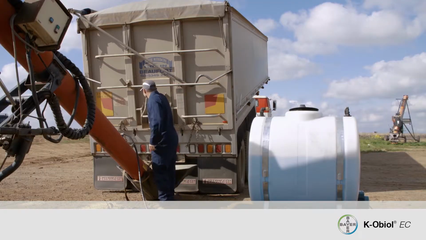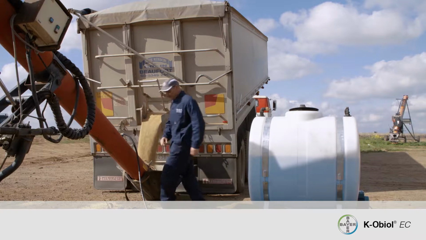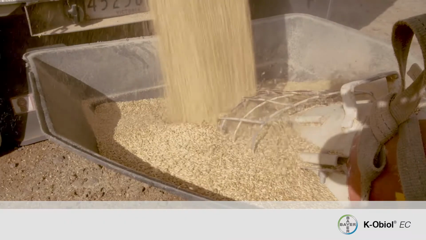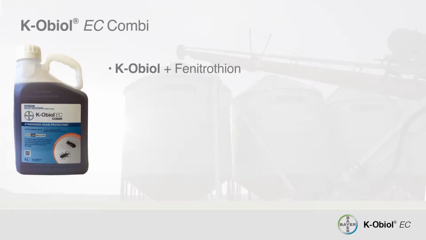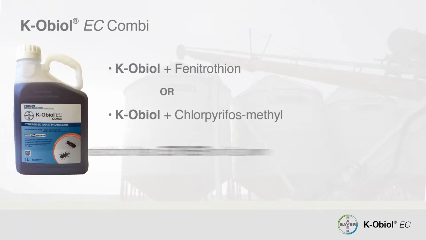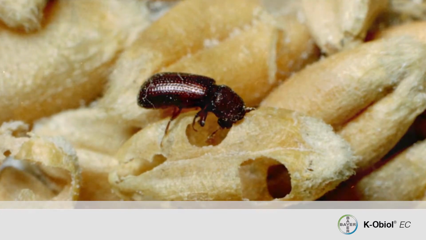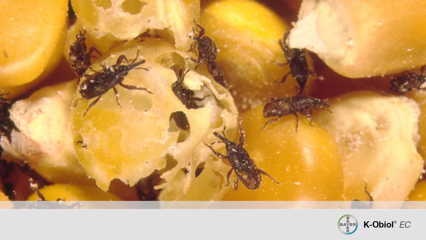This video is an update on our original training video, designed for you on the farm. It'll show you how to correctly apply Bayer's K-Obiol grain protectant in combination with either phenyltrethione or chlorpyrifos methyl. Now the combination helps protect against insect resistance and protects your grain quality and income.